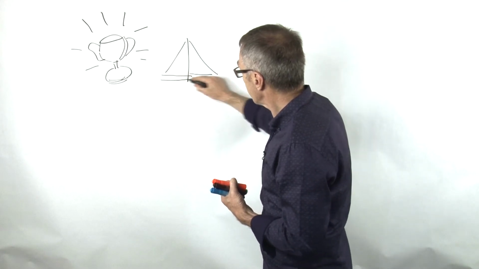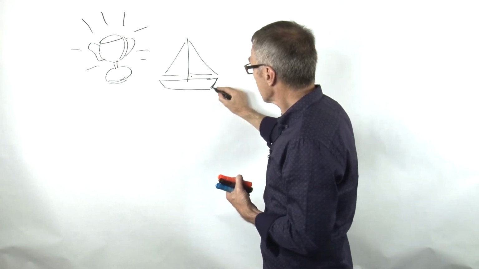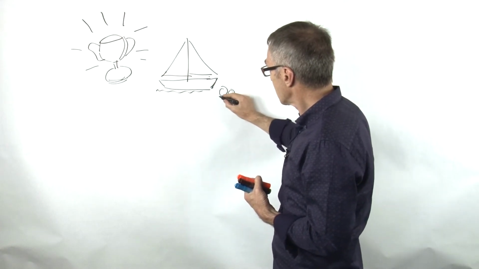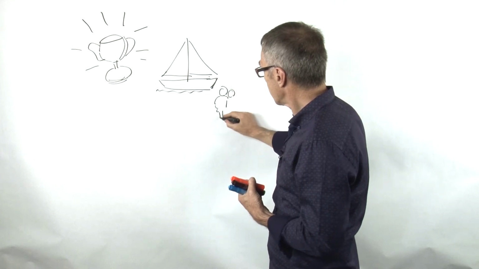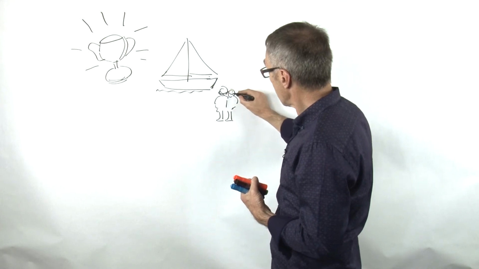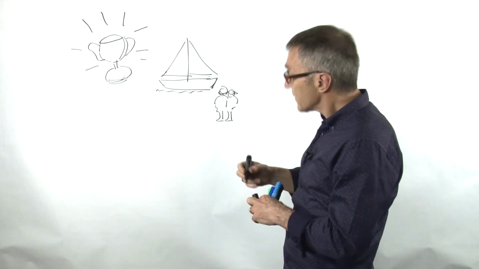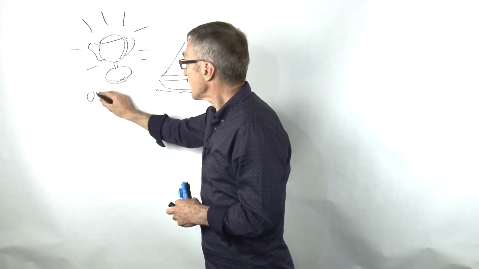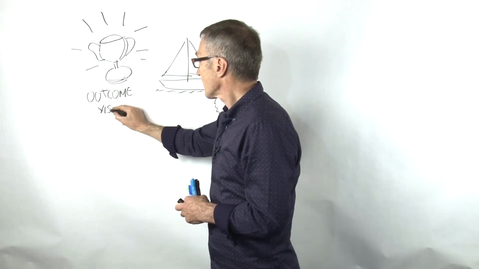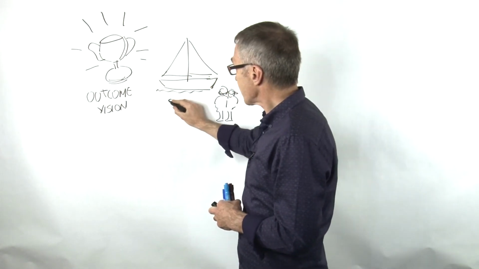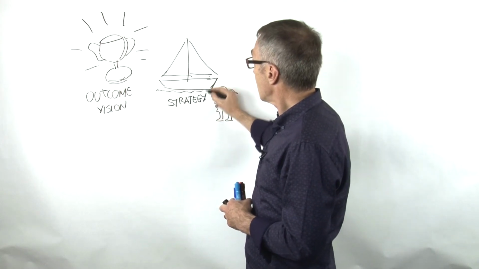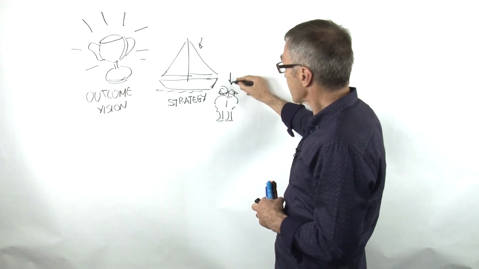We've got our boat. And then we've got our crew. And maybe they've got little boating hats on as well. Okay, so this then is our outcome or vision. This is our strategy. Get the best boat, get the best crew.